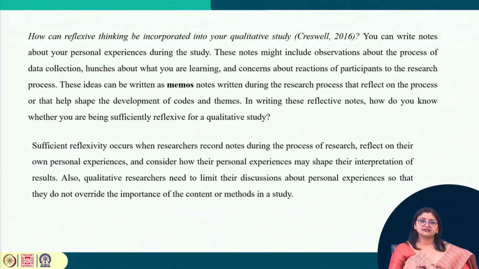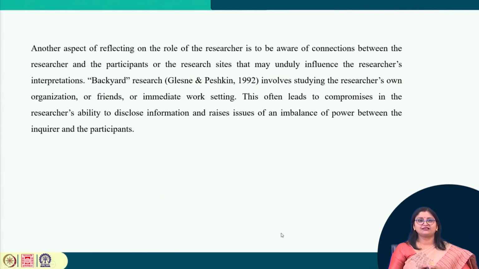So, sufficient reflexivity occurs when the researcher records notes during the process of research, reflects on their own personal experiences and considers how their personal experiences may shape their interpretation of the results. Also, qualitative researchers need to limit their discussion about personal experiences so that they do not override the importance of content or methods in the study. Many times it happens that they override the research.